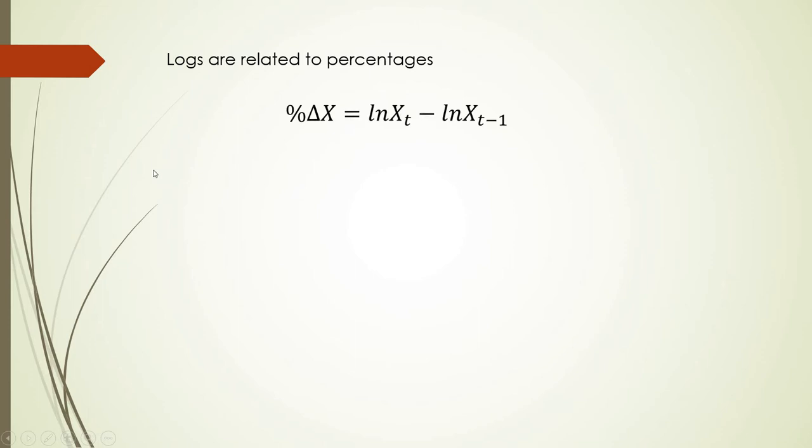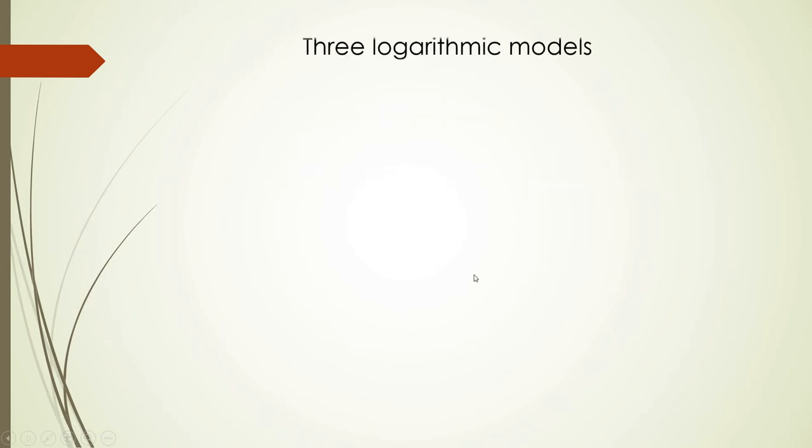The most convenient thing about why we want to use logarithms is so that we can express the changes in percentages. So logarithms are actually related to percentages because the difference of two logarithms is actually the percentual change in some variable. And we can say that changes in the logarithm of our dependent variable are approximately equal to percentage changes of the original values of the dependent variable.